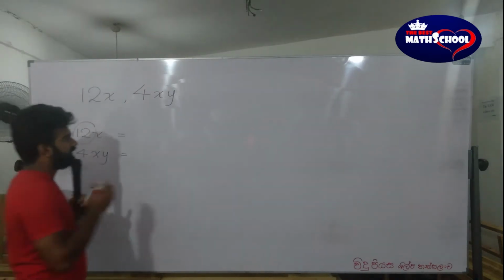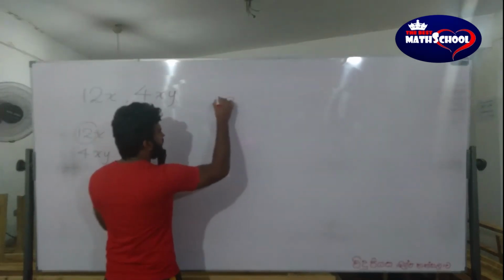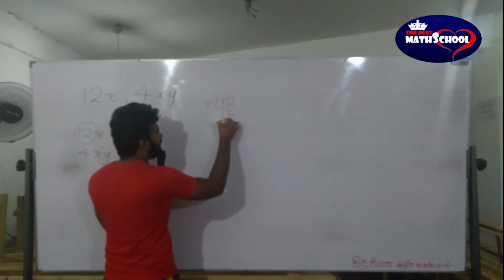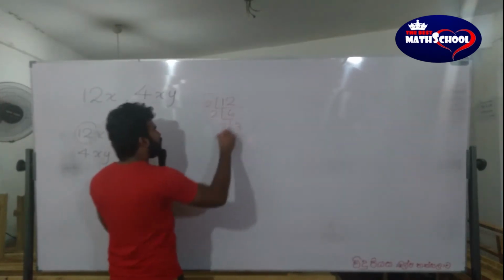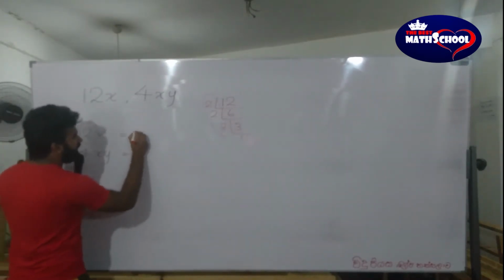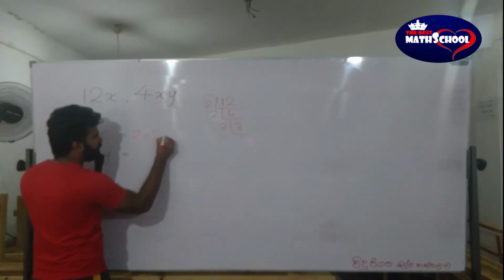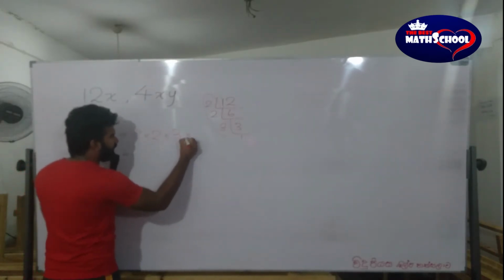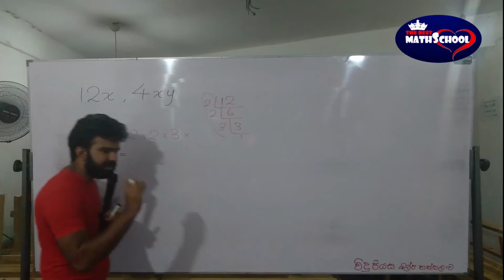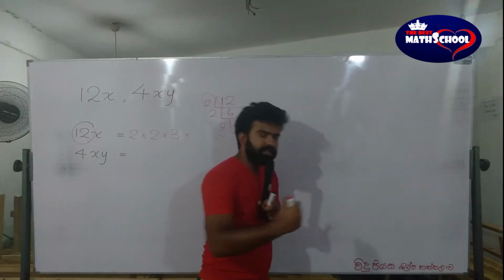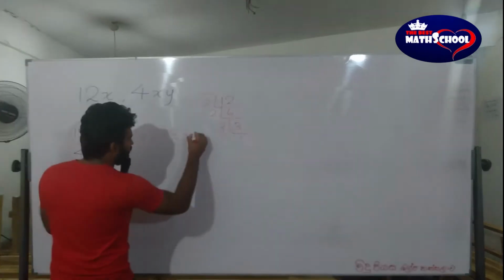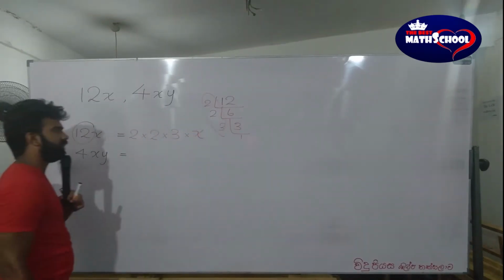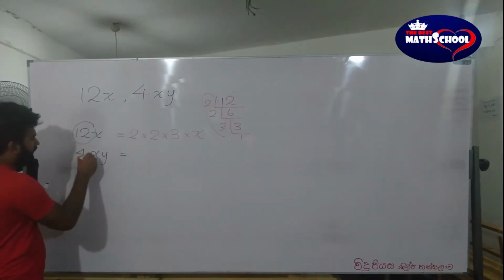Let's take 12 and let's divide it. 12 divided by 2, it will be 6. 6 divided by 2, it will be 3. 3 divided by 3, it will be 1. So we can write this 12 as 2 into 2 into 3 into x, right? There was another x, so join that x with the prime factors. So there was an x, so put that x like this. That's all, right?